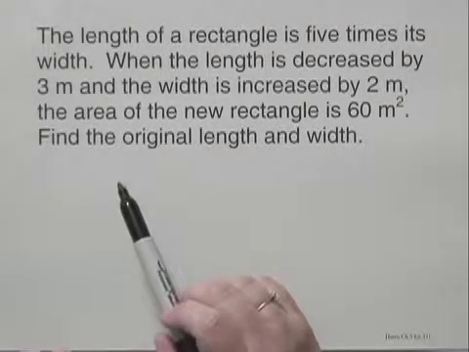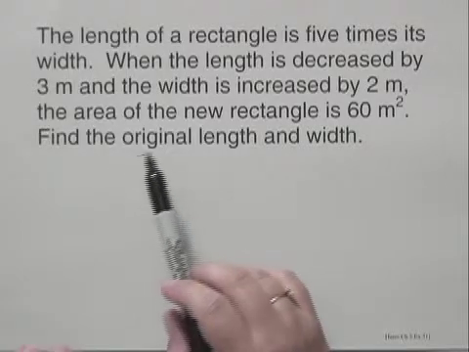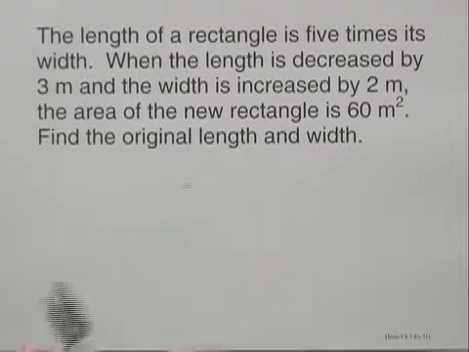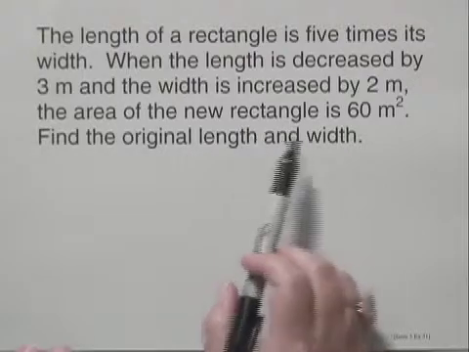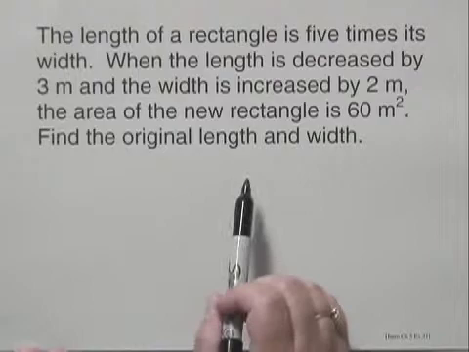The length of a rectangle is 5 times its width. When the length is decreased by 3 meters and the width is increased by 2 meters, the area of the new rectangle is 60 square meters. Find the original length and width.